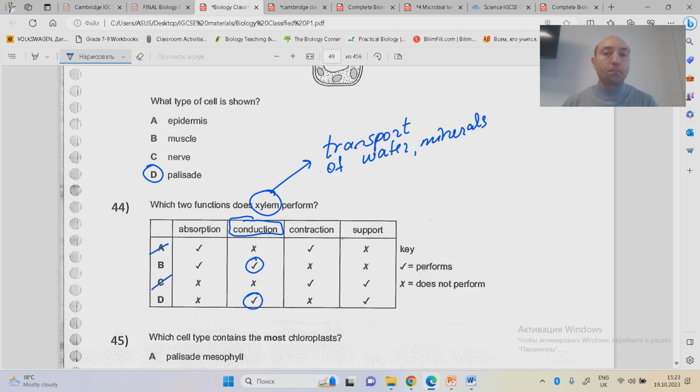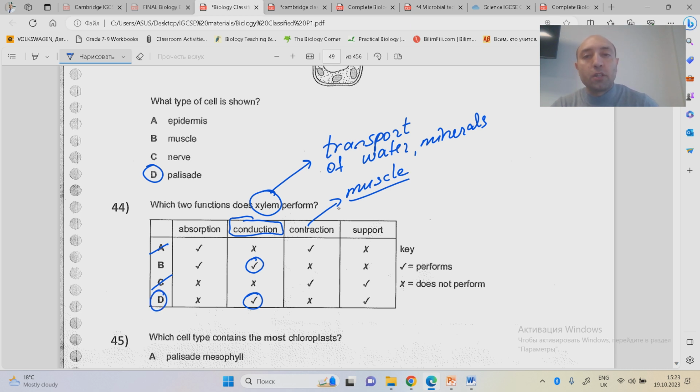Contraction in here is incorrect because it belongs to the muscle. It's a muscle feature. So you are eliminating, let's say that. So we have B and D. Then support is correct. Answer is D.